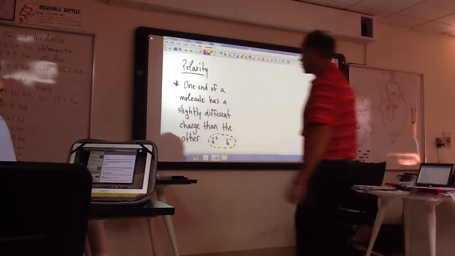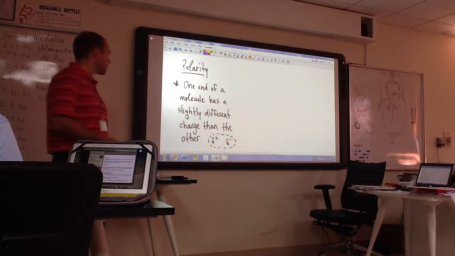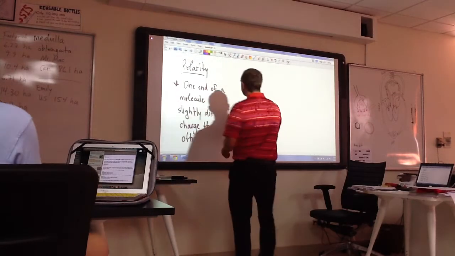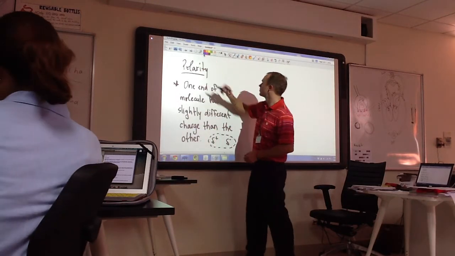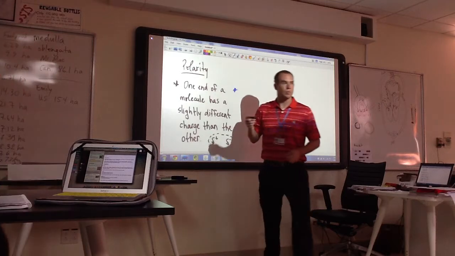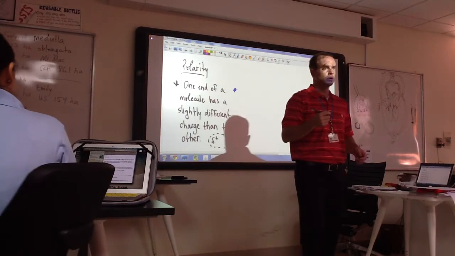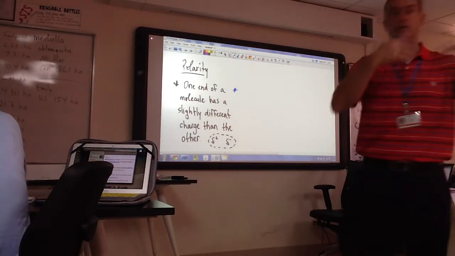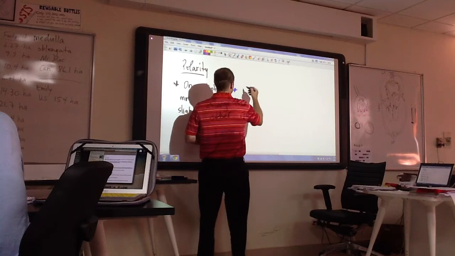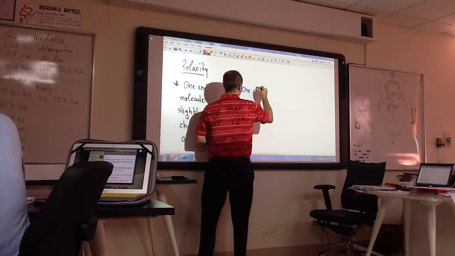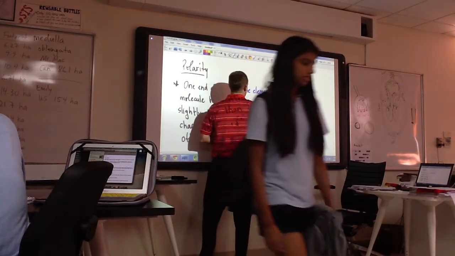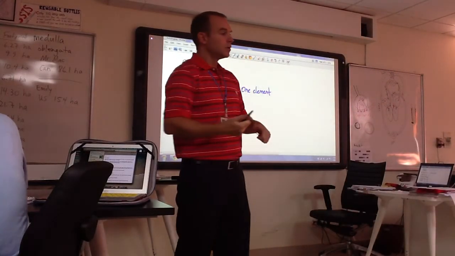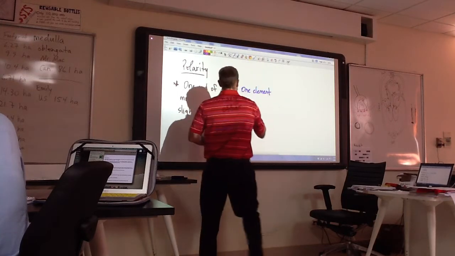Cool. So one end of a molecule is a slightly different charge than the other. How does this happen? What causes this to happen? The number of electrons. Has a what? More electronegative. Yeah, that's it. So one element, which one is that? Who are those guys? The non-metals. Yeah, the non-metals.